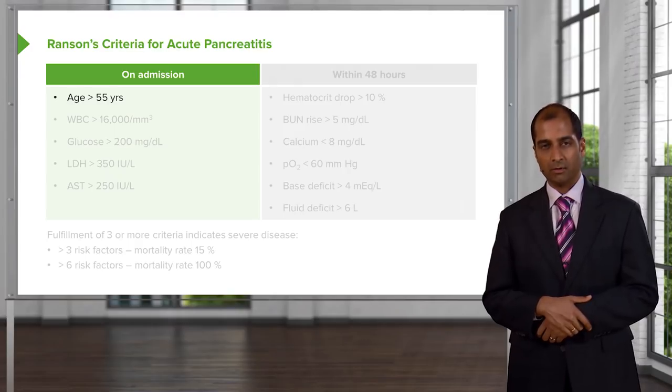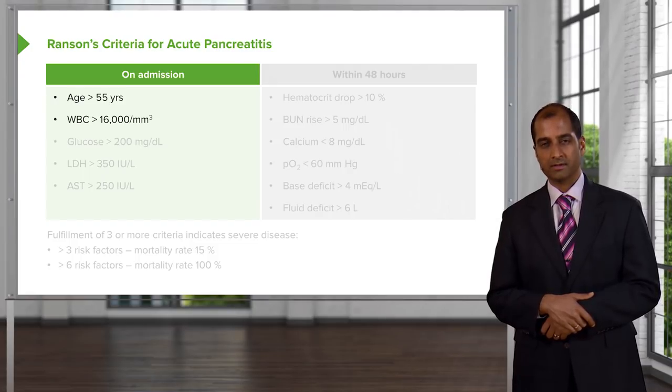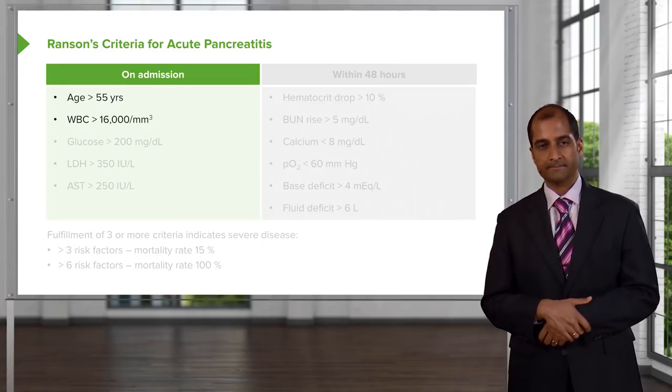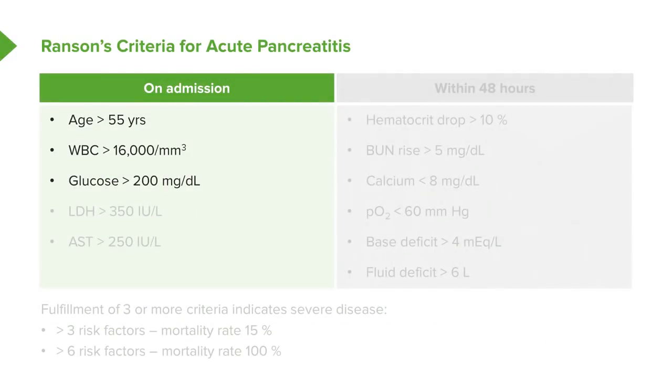On admission, older patient, acute pancreatitis. Itis means inflammation. It should be of no surprise that you found leukocytosis. Itis of whom? The pancreas. There's every possibility that the insulin might be affected. Then what happens to glucose? Hyperglycemia.